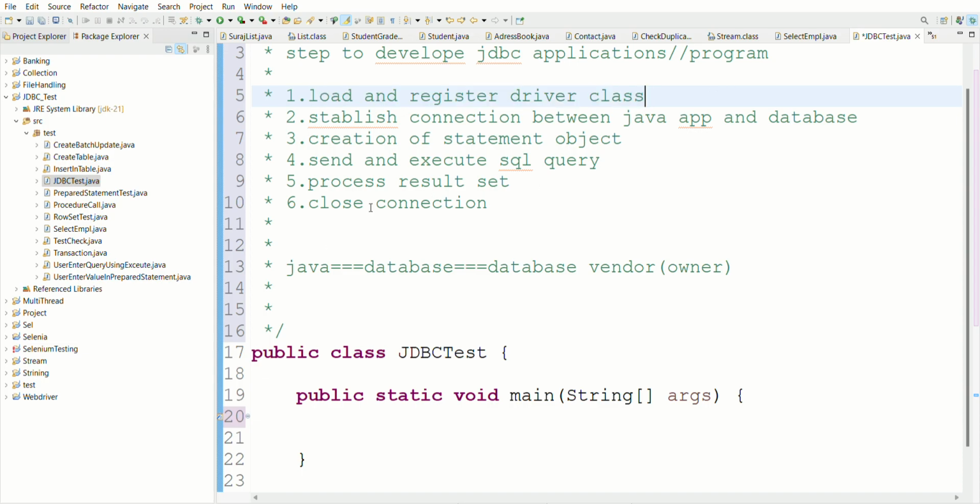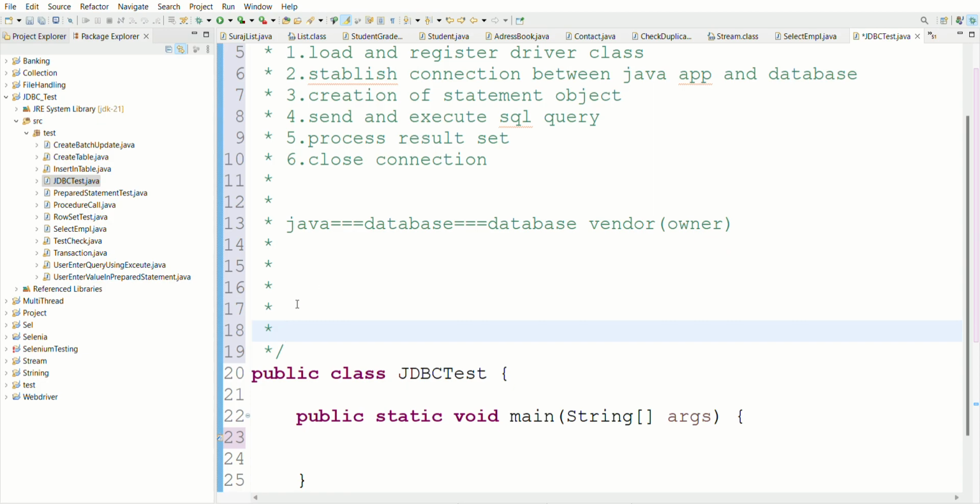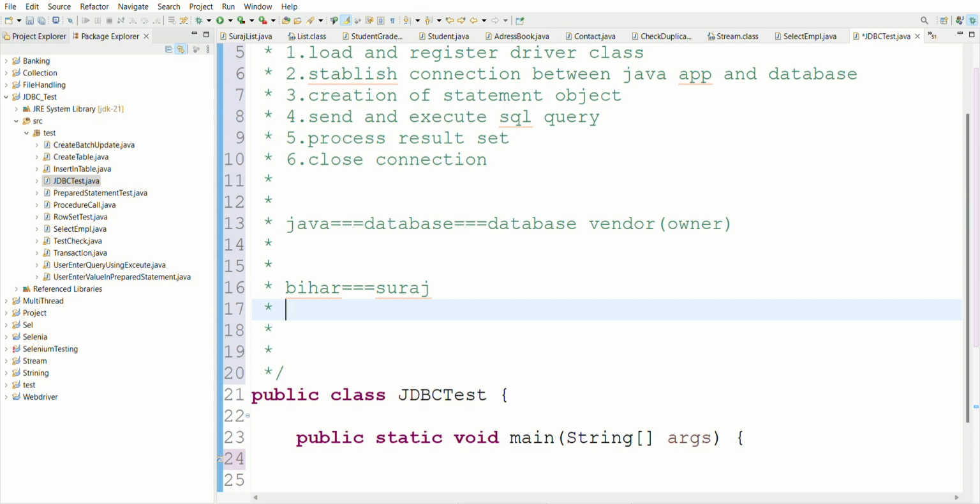Let me summarize how all of this works with a story. With the help of the story you will get much clarity. Suppose that I am from Bihar. Now I have listened somewhere in Telangana that 1 kg of gold costs 1 rupee.